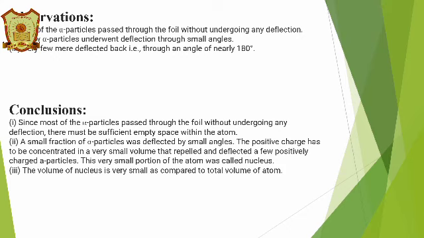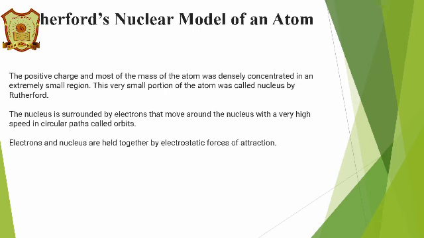Right? So these were the conclusions made by Rutherford. From these conclusions, he put forward the model of an atom. And what was that model of an atom? It was known as Rutherford's nuclear model of an atom. And what does it say? It says that the positive charge and the whole mass of an atom is concentrated in a very small region, and that small region is known as nucleus.